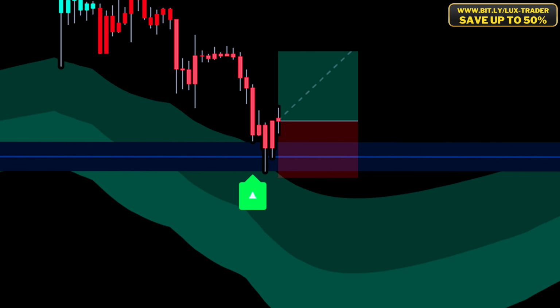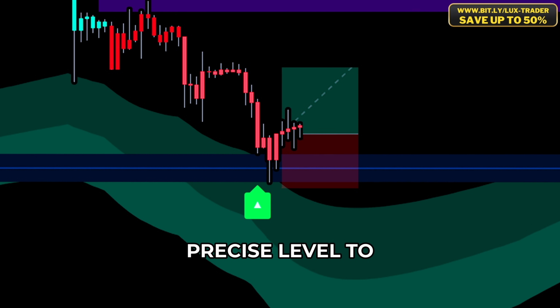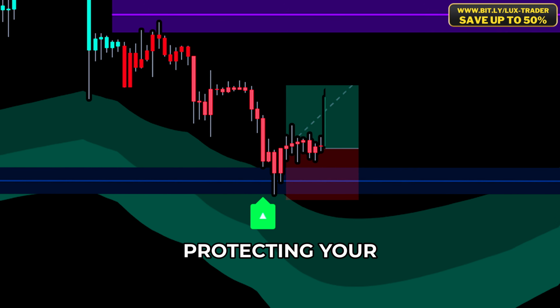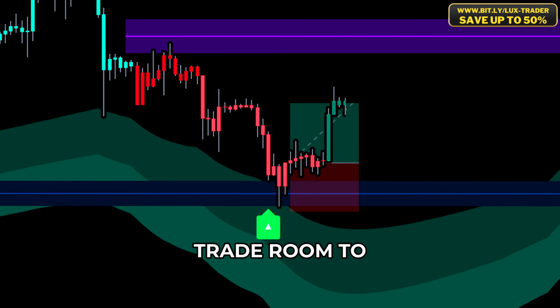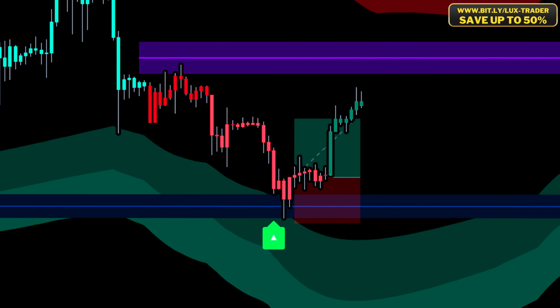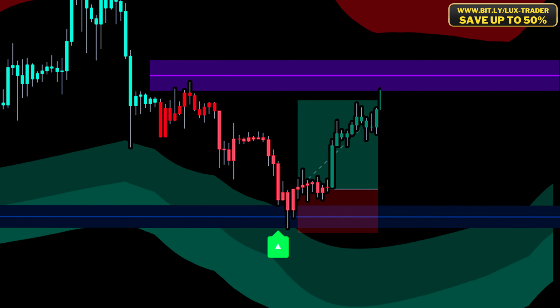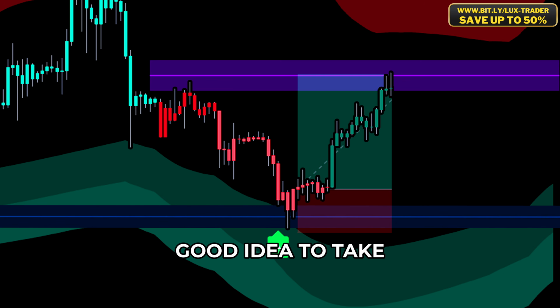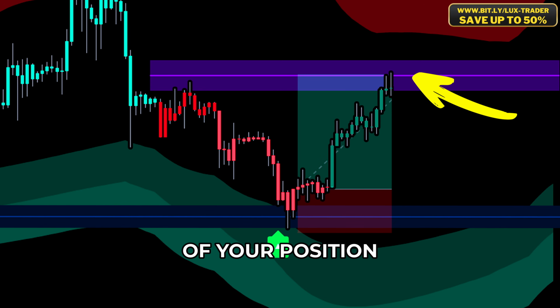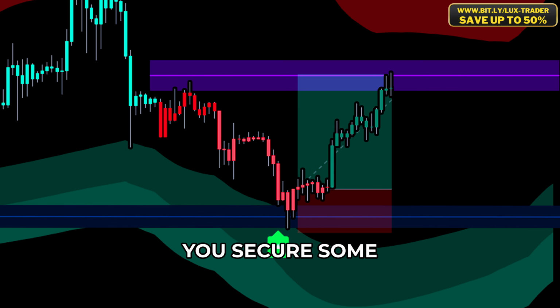Now, here's how you want to manage this position. First, you want to set your stop loss using the fair value gap. This gives you a precise level to place your stop, ensuring you're protecting your capital while still giving the trade room to breathe. Next, once the price moves in your favor and approaches a bearish fair value gap, it's a good idea to take some profits off the table. In this case, you would close half of your position at this level. By doing this, you secure some gains while still keeping the trade alive.